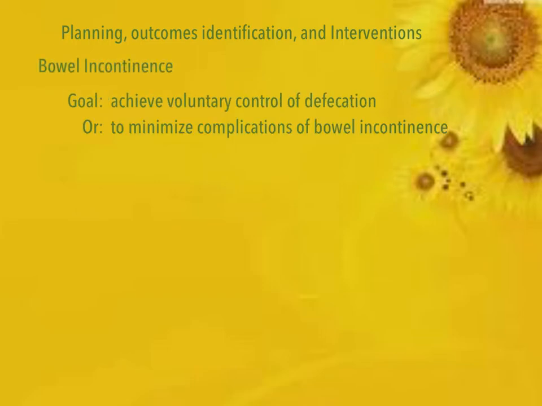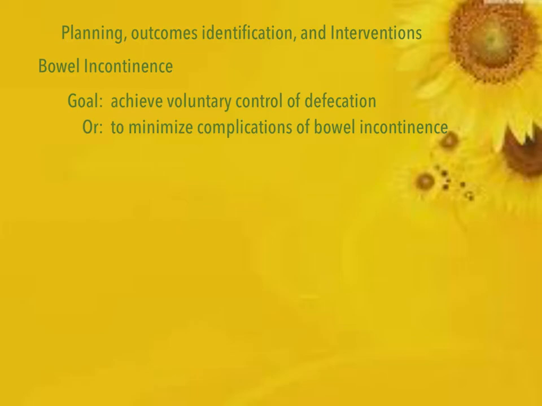So the next problem we're going to look at that's related to bowel elimination is bowel incontinence, which is the involuntary passage of stool. And our goal for this person is going to be a little bit different. If it's realistic, we'll help that person achieve voluntary control of defecation, if it's a functional limitation, or if it's caused by something we can fix. Or if we can't help that person achieve that goal, we're going to help them minimize complications of bowel incontinence, such as impaired skin integrity.